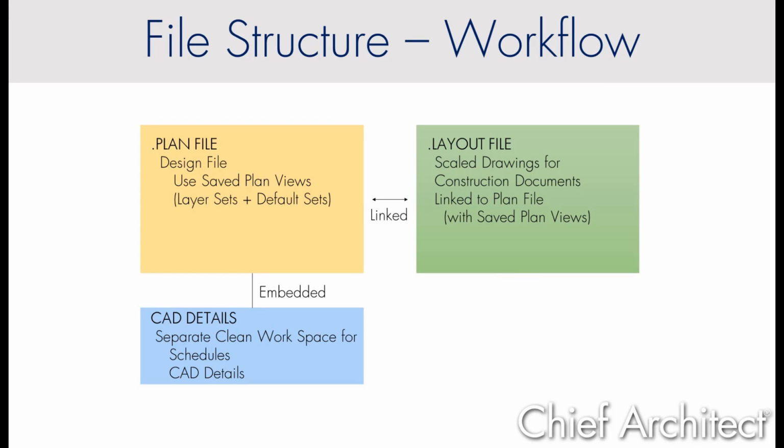There are two main file types in Chief Architect: a plan file and a layout file. The plan file is where you do your design work, floor plans, elevations, and sections. These are typically managed using the built-in Save Plan views, which is a combination of layer sets and default sets. You send these views to a layout file. Think of the layout file as an organization for your construction drawings that are scaled.